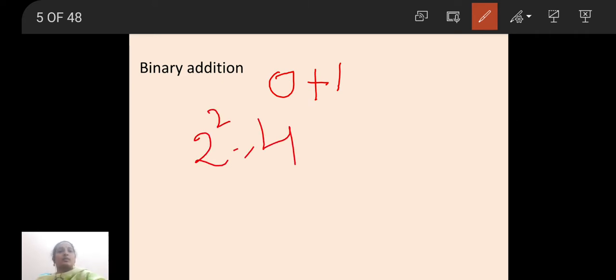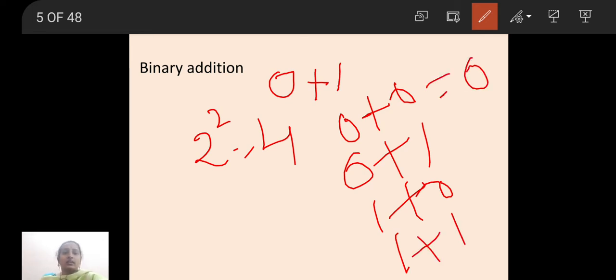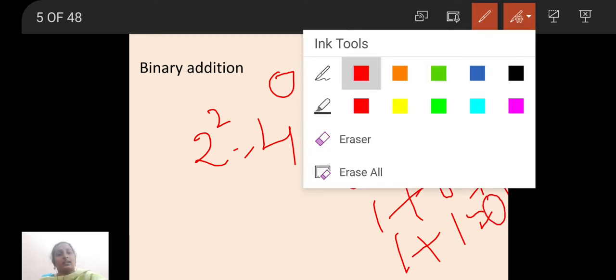So what are the digits of the binary number system? 0 is there and 1 is there. Because of only 2 digits, how many possibilities do we get? Only 4 possibilities: 0 plus 0, 0 plus 1, 1 plus 0, 1 plus 1. So 0 plus 0 we get 0, 0 plus 1 is 1, 1 plus 0 is 1. But 1 plus 1, how much? 1 plus 1 is 10. So how can we get it like this?